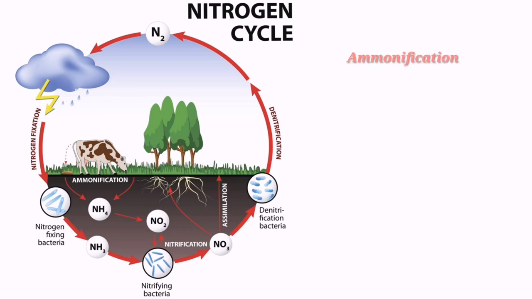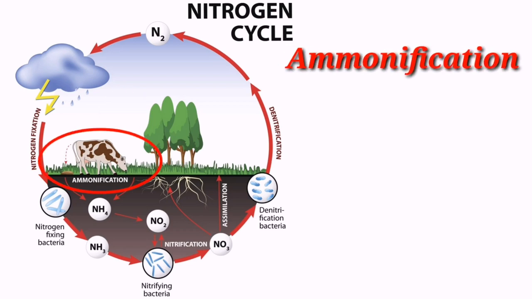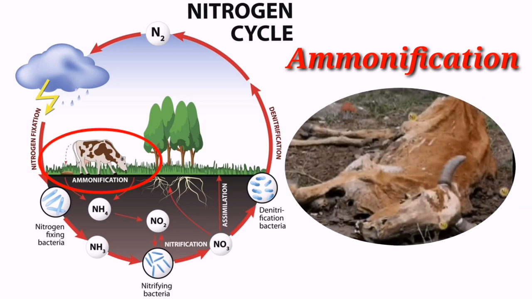The fourth step is ammonification. When plants or animals die, the nitrogen present in the organic matter is released back into the soil. The decomposers, which are bacteria or fungi present in the soil, convert the organic matter back into ammonium. This process of decomposition produces ammonia, which is further used for other biological processes.